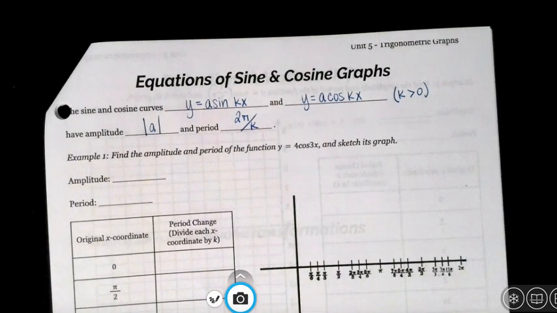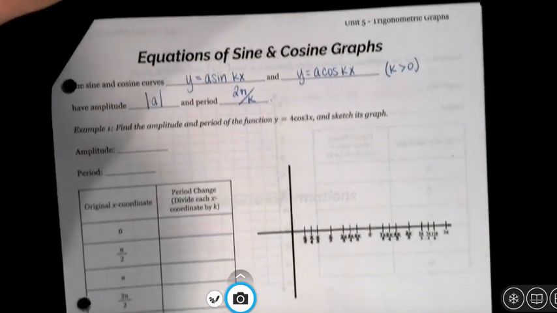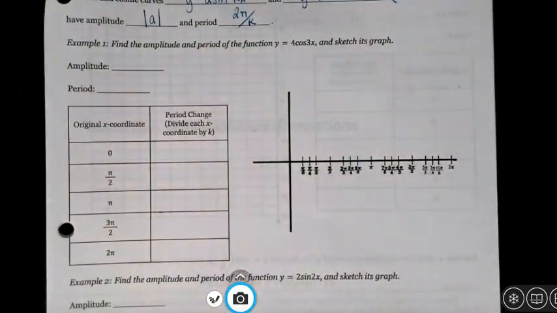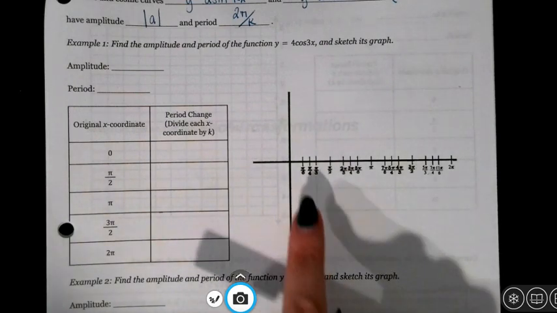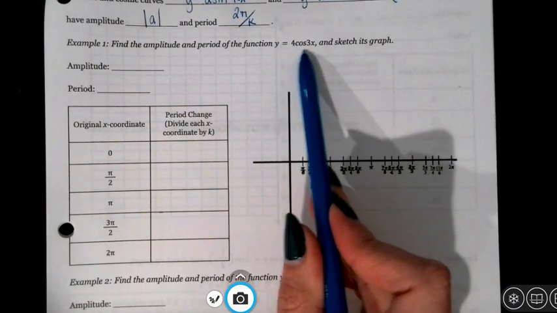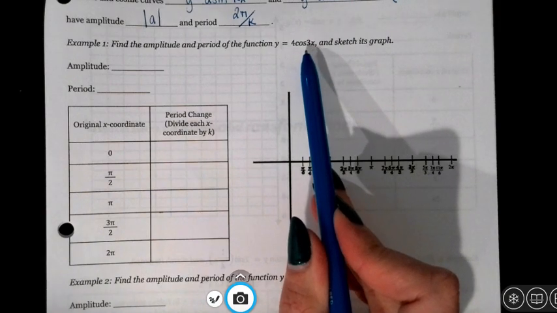So we're going to look at example 1 together, and this could be something that you would see on a test. It would look like this, where I give you the equation, I give you a graph, and I also give you a table that you can use as well. Example 1 says find the amplitude and period of the function y equals 4 cosine of 3x and sketch the graph.